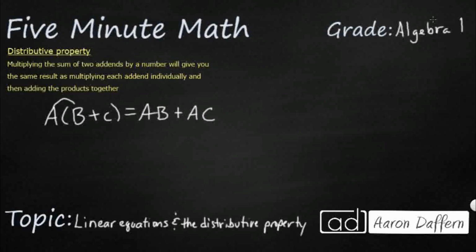And we take this a and we multiply the a times the b, that's where this comes from. We multiply the a times the c, that's where this comes from. And then whatever this operation is stays. Could be subtraction, that works as well.